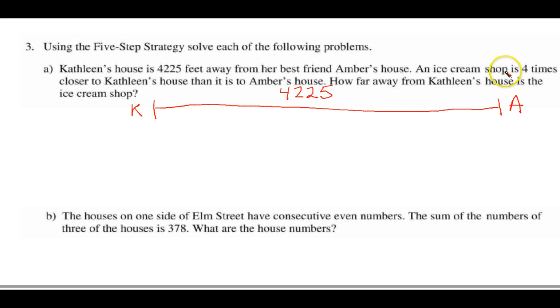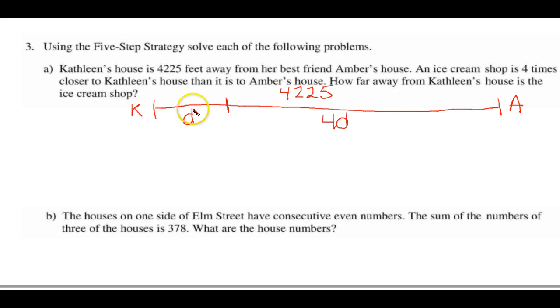And the ice cream shop is 4 times closer. So we sort of divide that like so. Then to Amber's house. Okay. So what letter might we use here? Well, we could use these, but let's say distance. This is one distance. And this distance we said is 4 of those distance. 4 times closer.